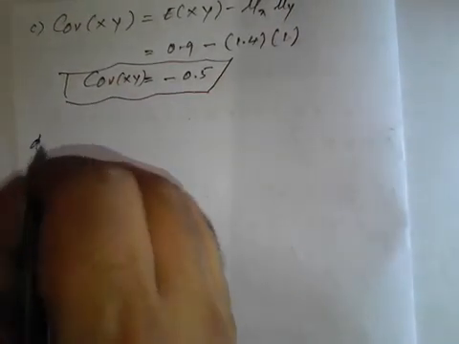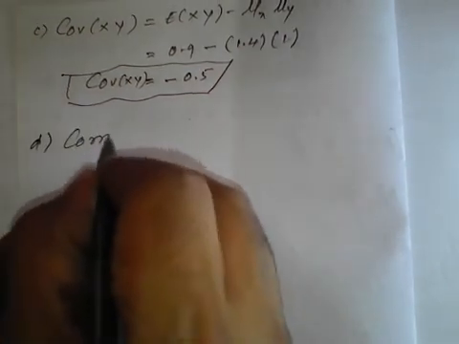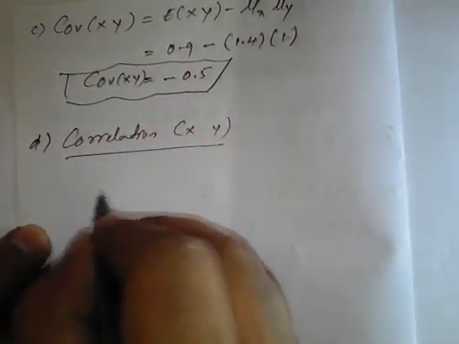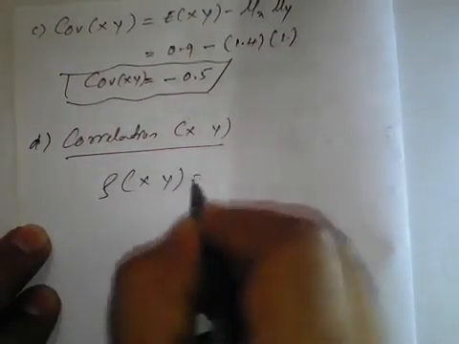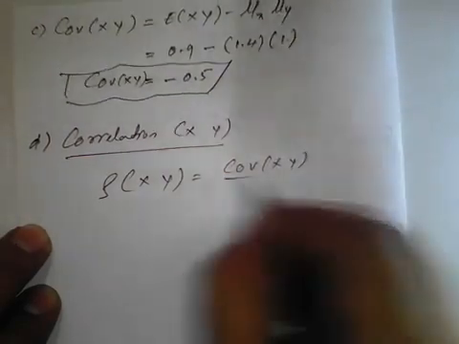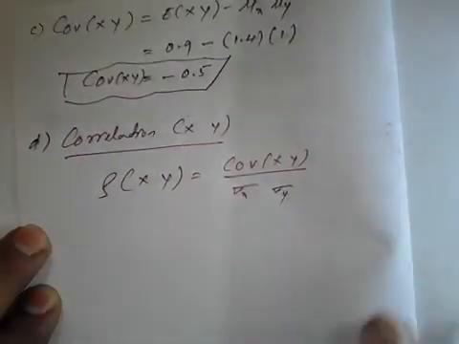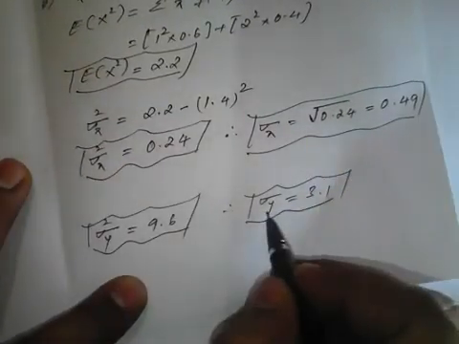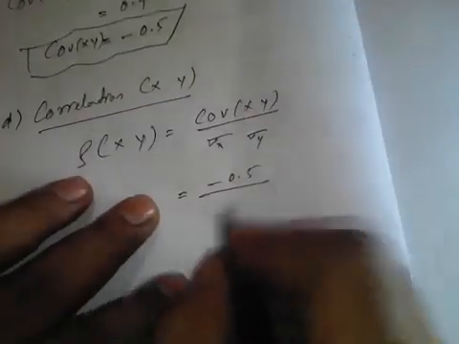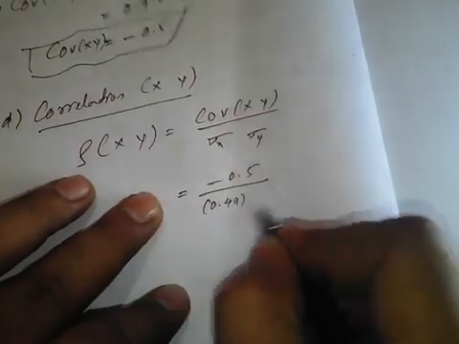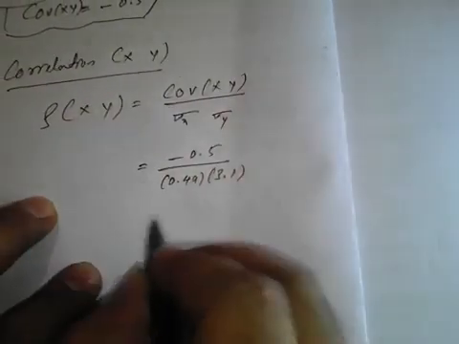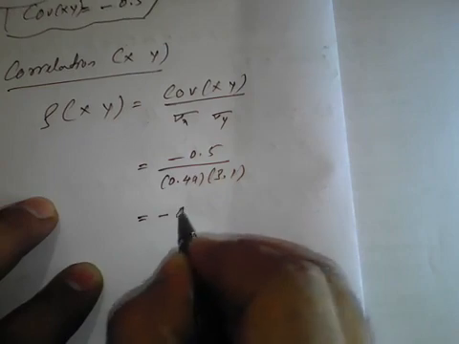So the last one, d, we need to calculate. Correlation of xy we need to calculate. This is given by rho of xy, that is covariance of xy divided by standard deviation of x into standard deviation of y. Covariance we got as minus 0.5, standard deviation of x we have calculated as 0.49 and standard deviation of y is 3.1. You enter 0.49 and 3.1 here, and on simplification we'll get minus 0.3.